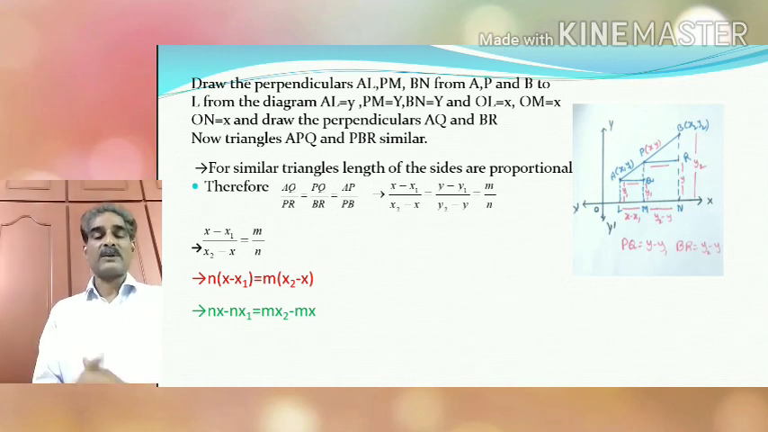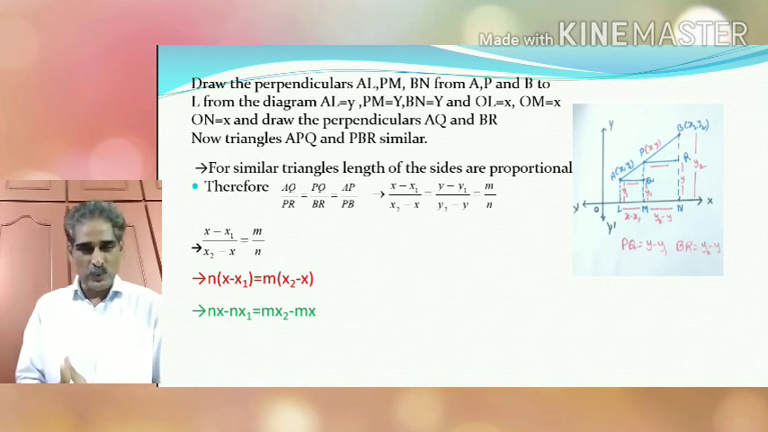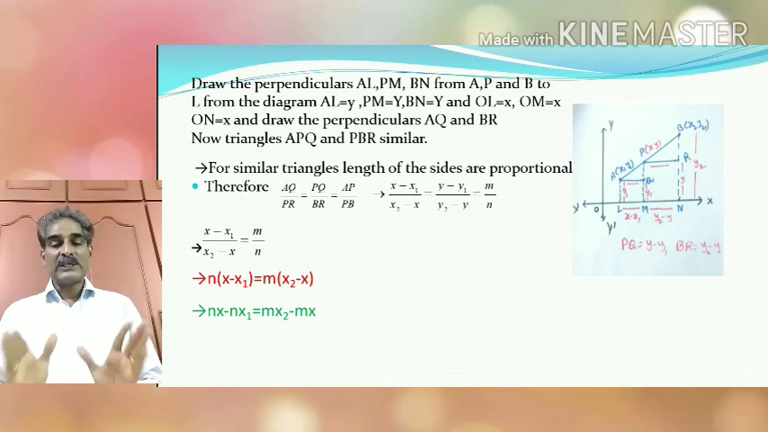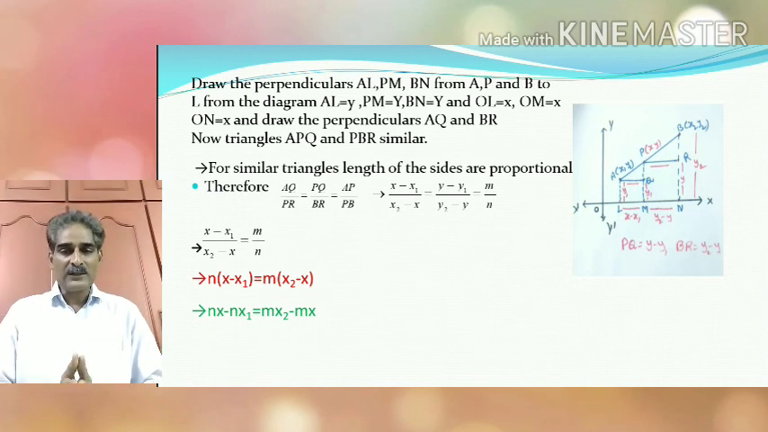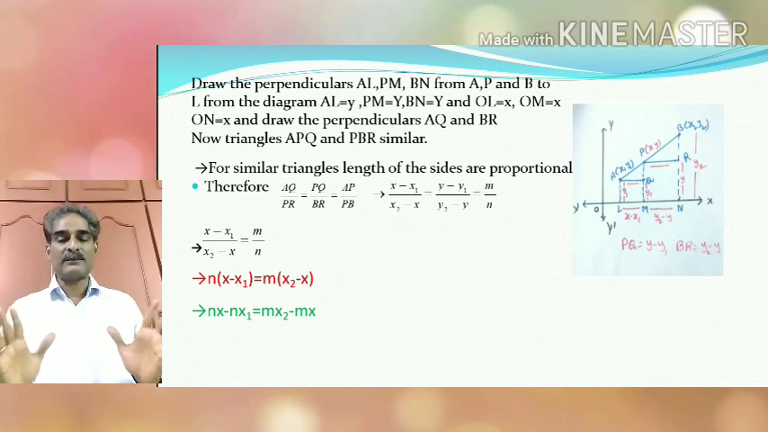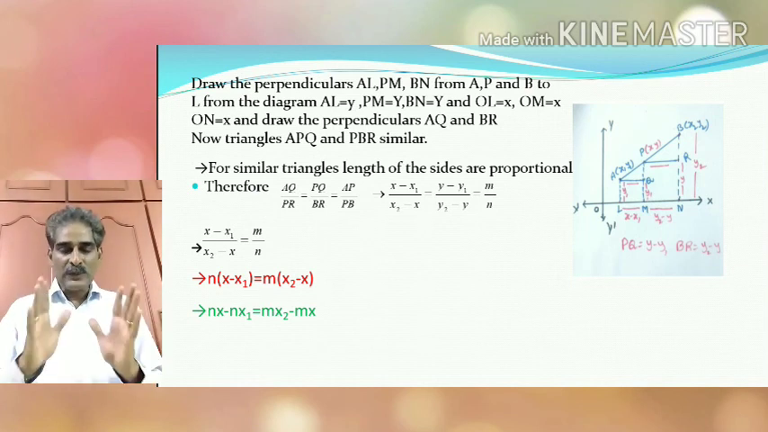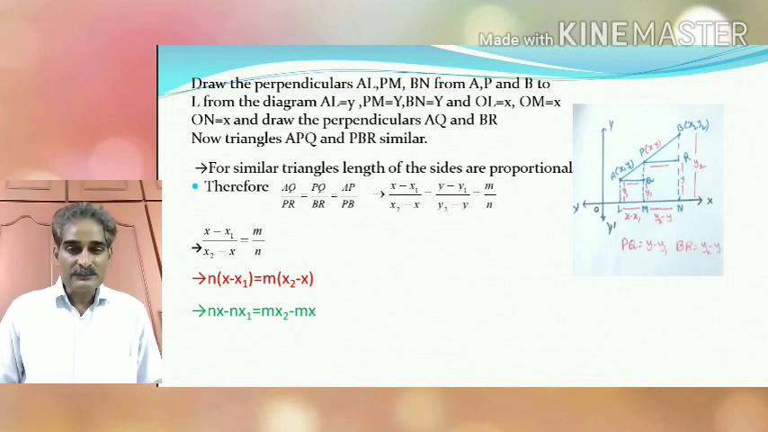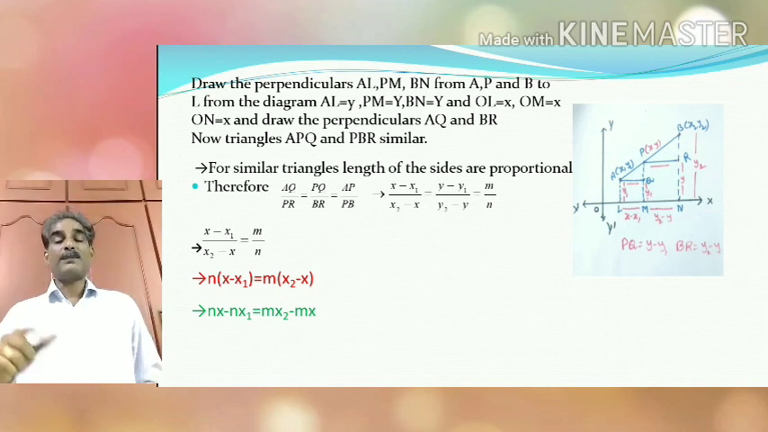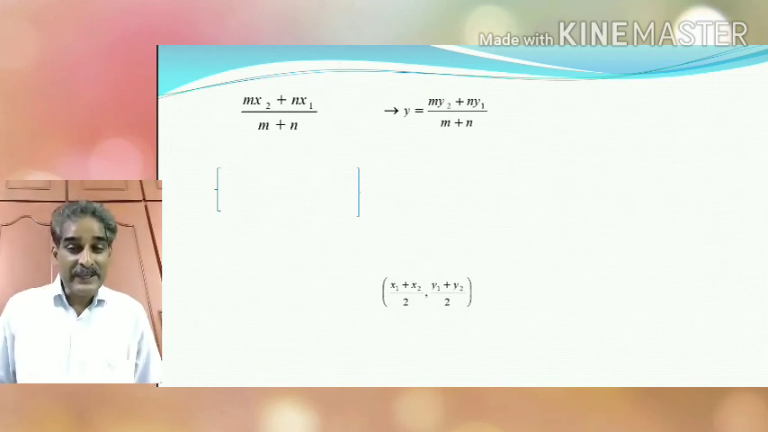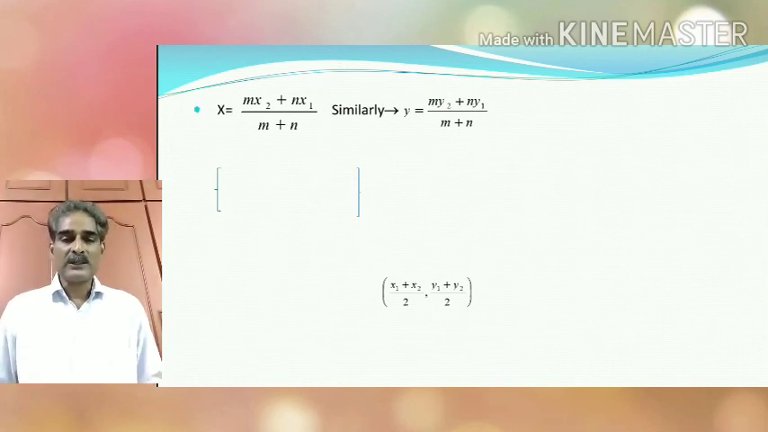So clearly from this equation we will get y is equal to (my2 + ny1) by (m + n). These are the coordinates of the point which divides the line segment AB in the ratio m is to n. Okay, if you take P as the midpoint of AB, what will happen? AP is to PB is equal to m by m, equal, that means 1.